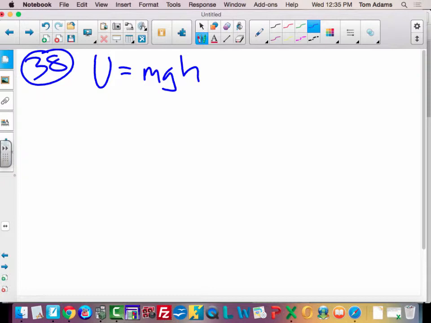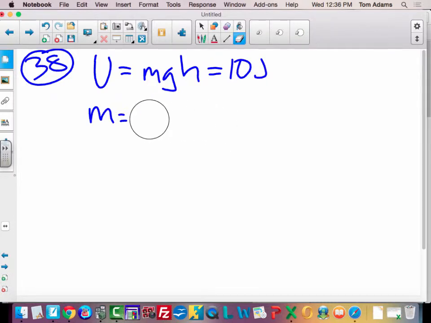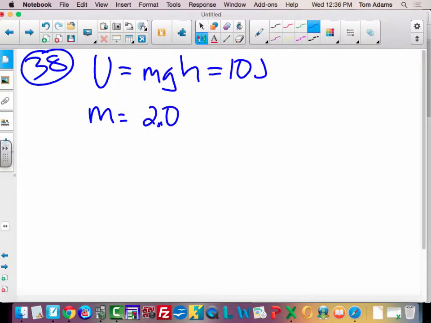How far above a certain point, an arbitrary point, are you? And then they tell us that this whole thing is equal to 10 joules, and they also say that the mass of the object is equal to 0.20 kilograms. Oh no, it was 2. I'm sorry, I looked at the wrong problem. So it was 10 joules, but it was 2.0 kilograms.